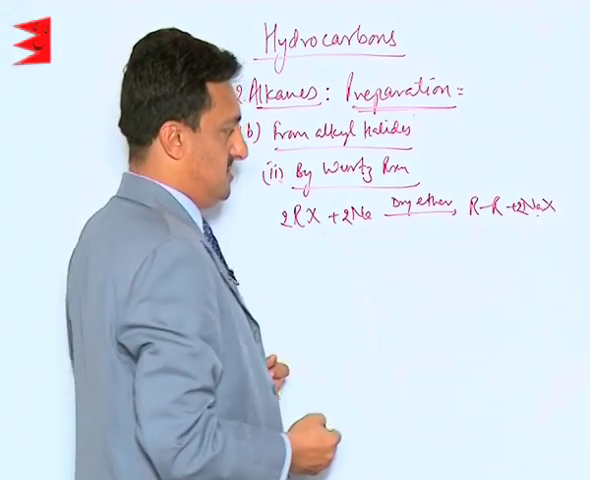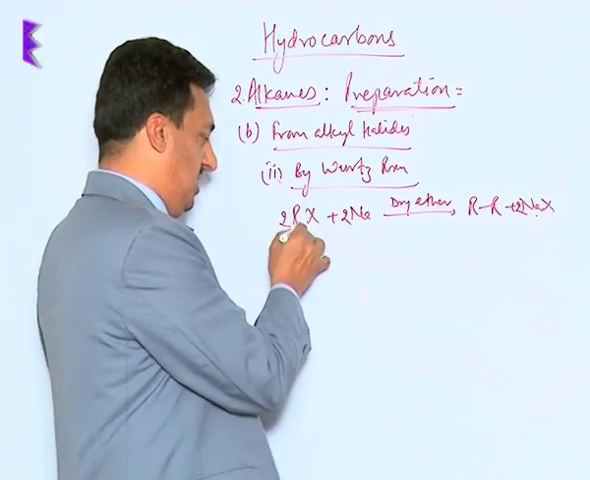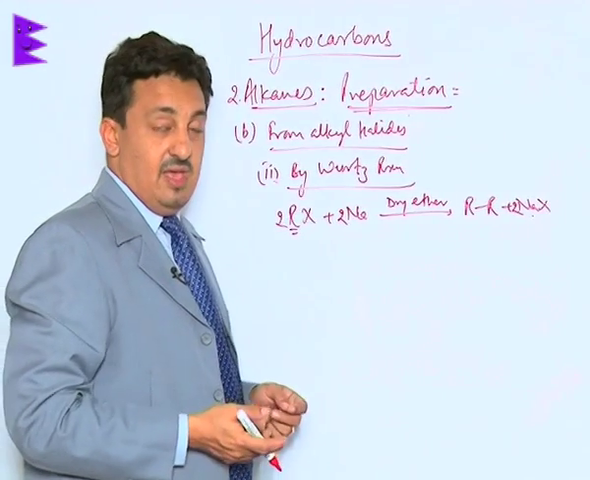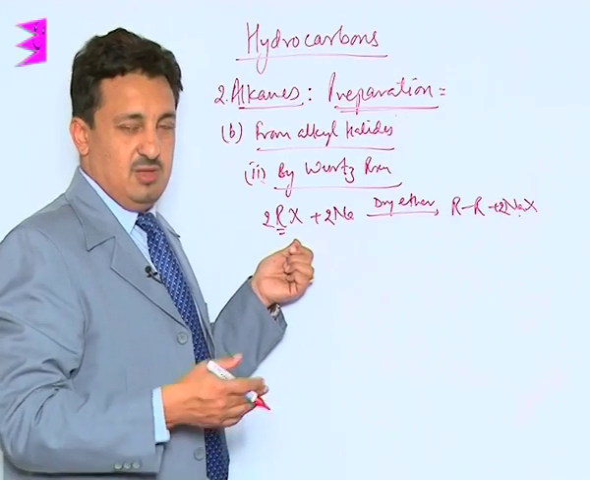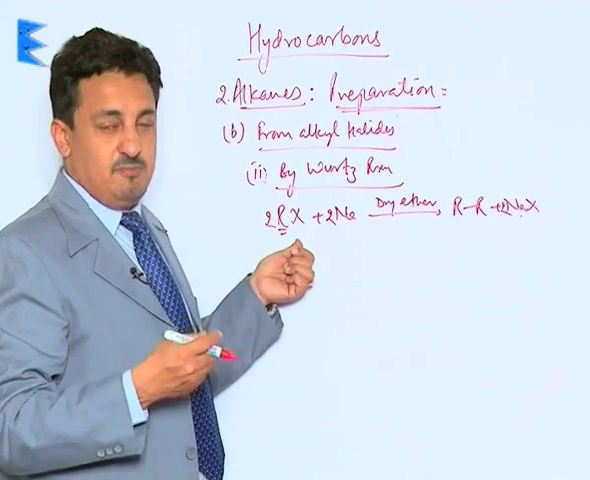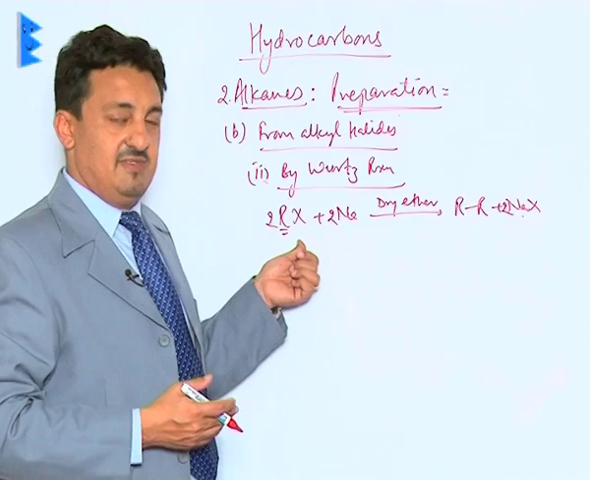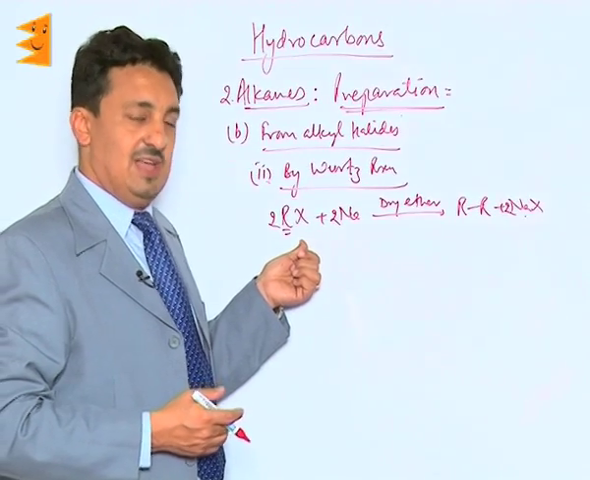So this will be twice of this. So what happens is that the carbon chain of the alkyl halide becomes double, and that is what is most interesting, that it's a step-up process in which the number of carbons in the product is just double of what we had initially in the form of alkyl halides.